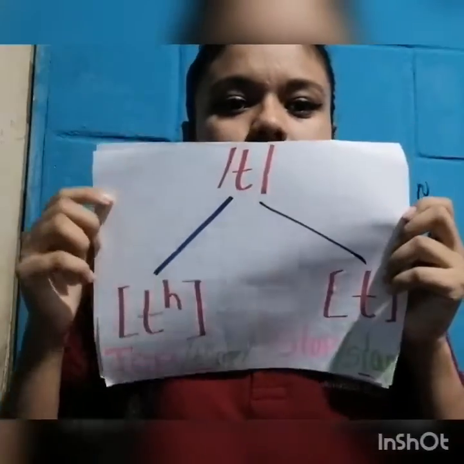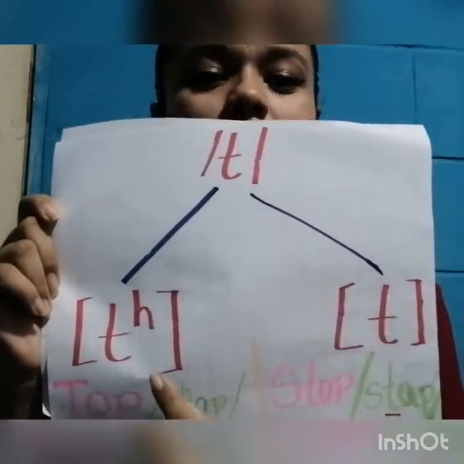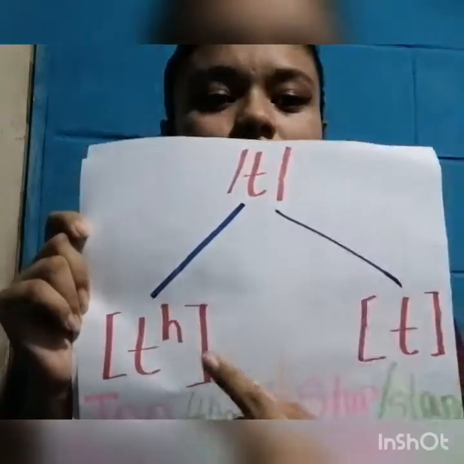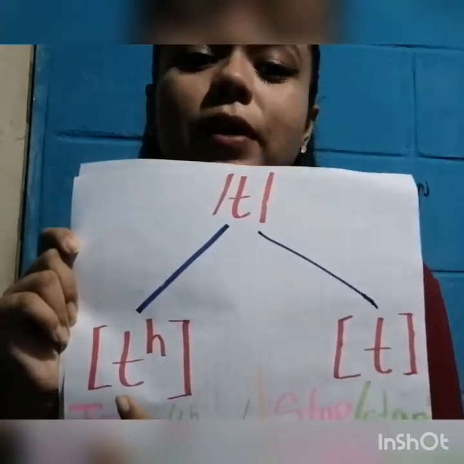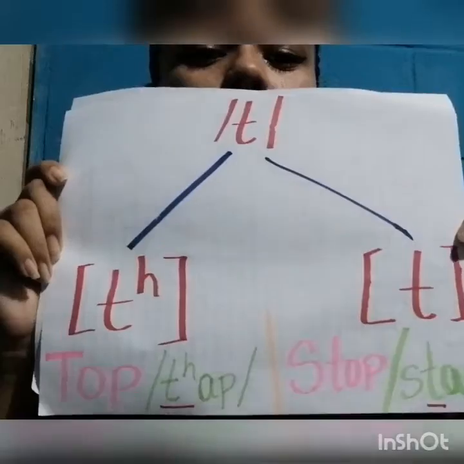Also, we have the allophones. There are different ways to pronounce the phoneme depending on its environment in a word. And for this one, we have the phoneme T. And also, we have the allophones. This has two allophones, the aspirated T and the unaspirated T. So we have two allophones.